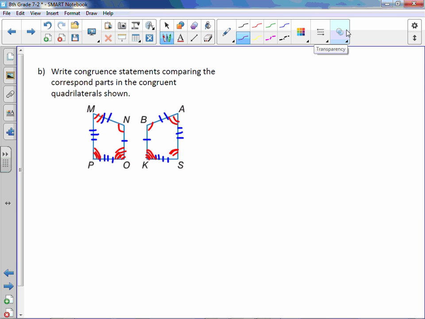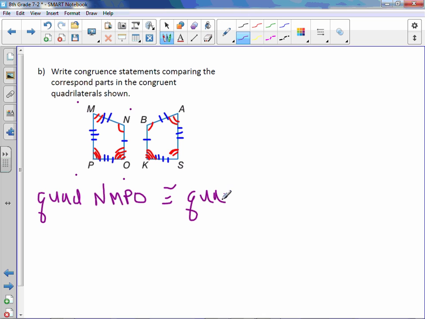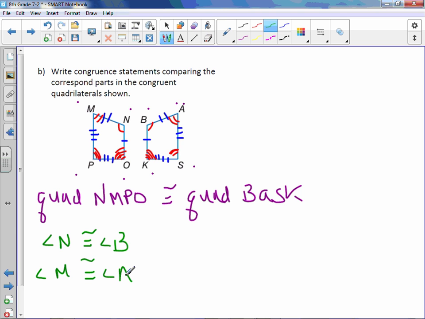This time I'll start with the quadrilaterals. I'll go M, N, P, O, so I can say quadrilateral NMPO is congruent to quadrilateral BASK. Now I'll do the angles. Angle N is congruent to angle B. Just look at the arcs. Angle M is congruent to angle A. Angle P is congruent to angle S. And angle O is congruent to angle K.